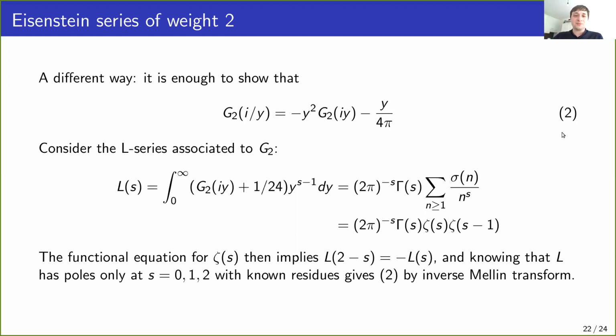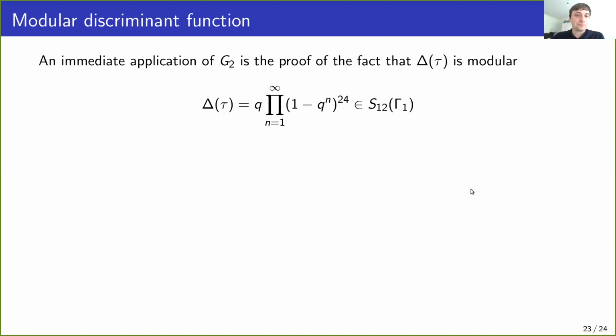Okay, so it might seem a little bit too technical, but this trick happens more often than you might think. It's more useful than you might think. So why did I bother with G2 at all? Well, one of the simplest applications of the Eisenstein series of weight 2 is that we can prove that the modular discriminant function is actually modular. So the function given by this infinite product, where you take q times the product written here, is in fact a cusp form of weight 12.